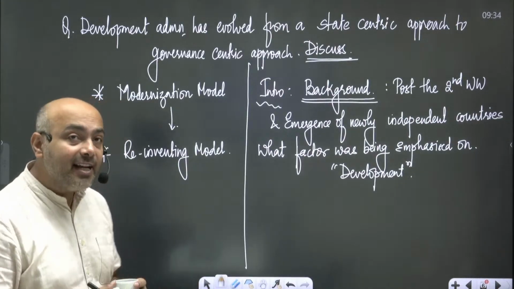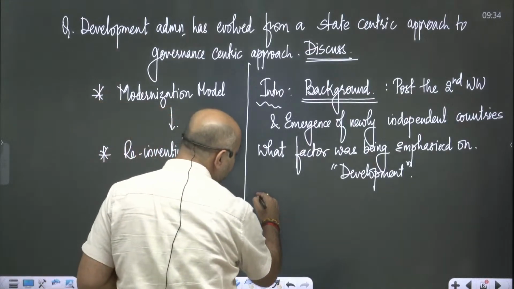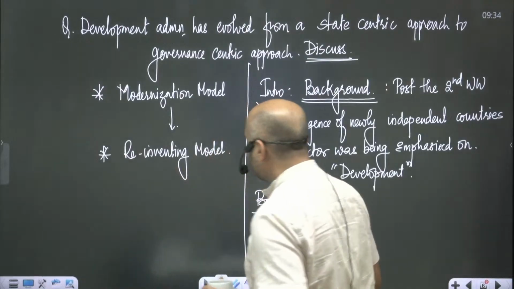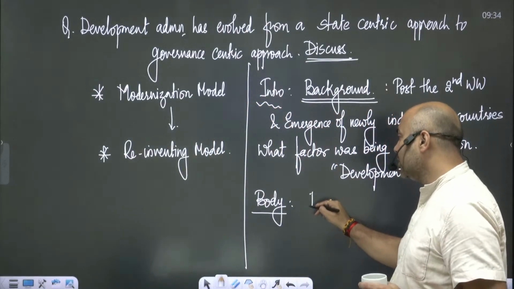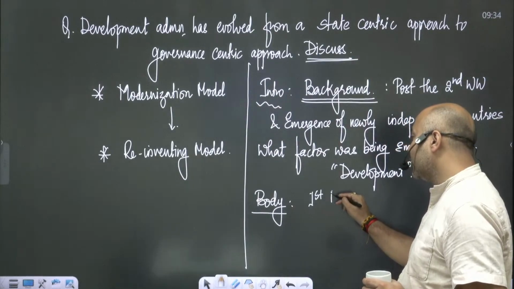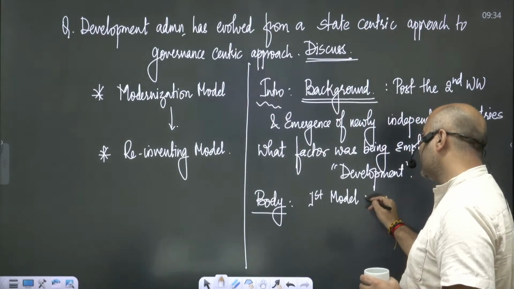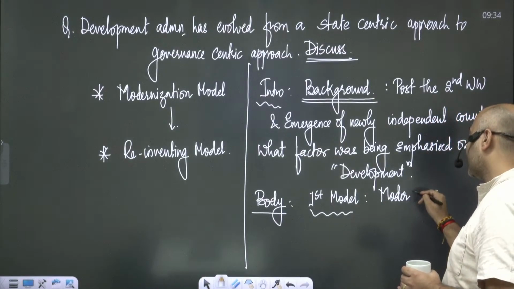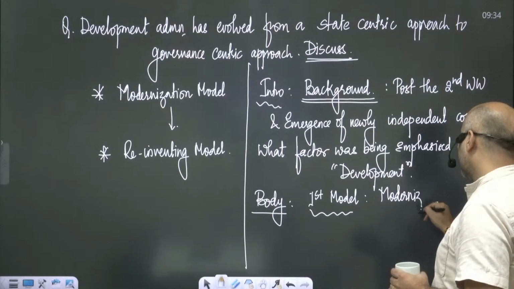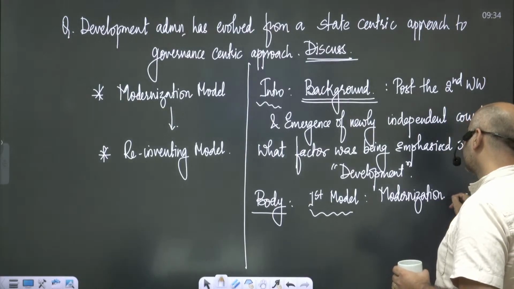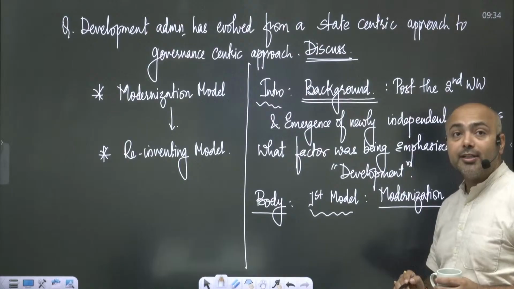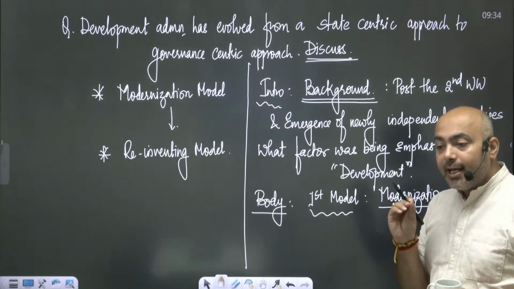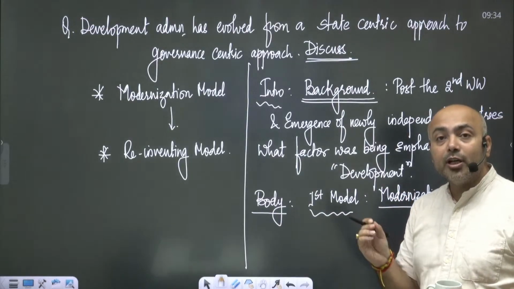Then comes the body part of your answer, and the body part would first be an elaboration of the first model of development administration, which was the model of what? The model of modernization. It was the very first model, the modernization model. And in this particular model, the emphasis was placed on the role of the state.